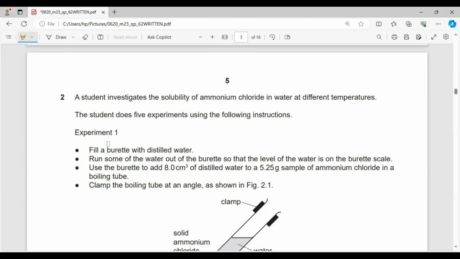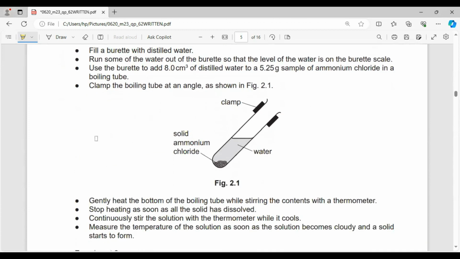A student investigates the solubility of ammonium chloride in water at different temperatures. The student does the 5 experiments using the following instructions. So experiment 1, fill a burette with distilled water. Run some of the water out of the burette so that the level of the water is on the burette scale. Use the burette to add 8.0 centimeter cube of distilled water to a 5.25 gram sample of ammonium chloride in a boiling tube. Clamp the boiling tube at an angle as shown in the figure.